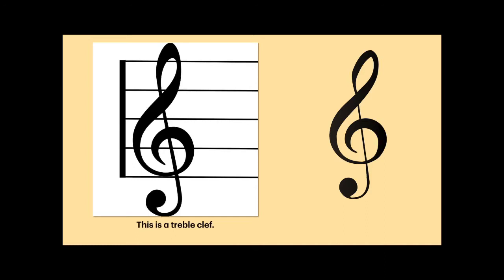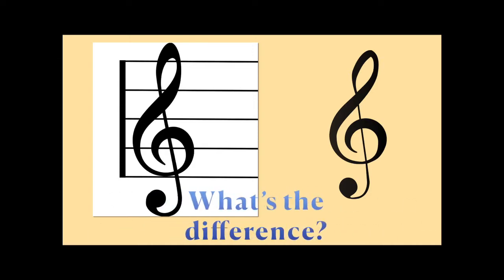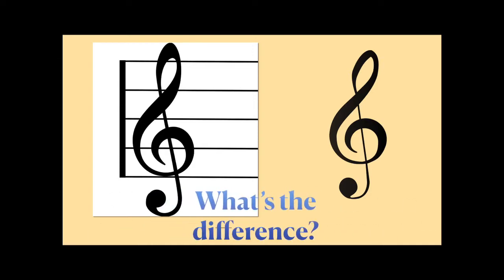This is a treble clef. This is a G clef. So what's the difference? One of the main differences you'll notice is that one of our symbols is on top of some lines and the other one isn't. What makes the one on the left a treble clef and the one on the right a G clef?